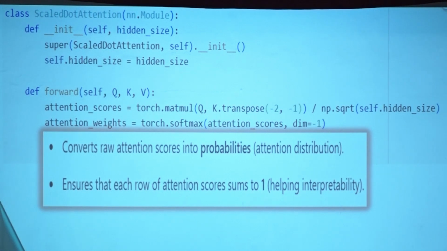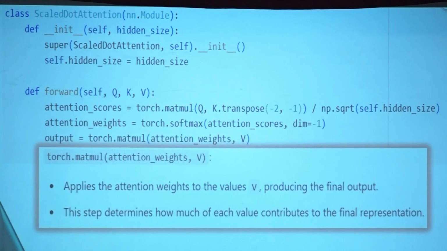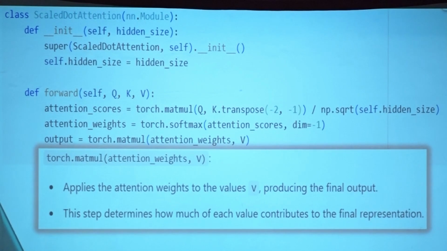Ensure that each row of attention scores sums to 1. That means it's a probabilistic distribution. In any case, softmax does that. It puts it into the range of 0 to 1. When you add up all the probabilities, it will make it 1. Now, obviously, take out the output. So here, what you are doing is, once you have calculated the attention weight, you require the true attention output, for which you need values. Obviously, you multiply your attention weights with the values to get the final output. This step determines how much of each value has contributed to the final representation, isn't it?